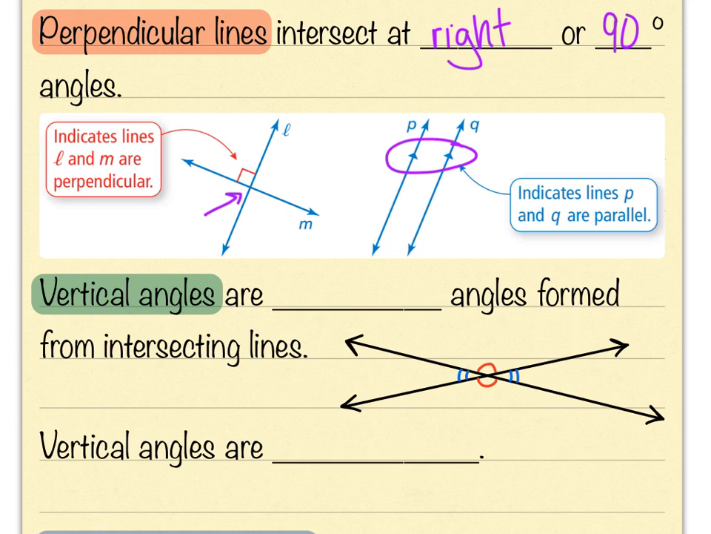The next vocab word you should be familiar with is vertical angles. And vertical angles are opposite angles formed from intersecting lines. So you can see here on this example, the two blue angles are vertical, and the two red angles are vertical angles. And so vertical doesn't necessarily mean they're right above each other, but it does mean they're opposite or across from each other. And the important thing to remember about vertical angles is that they are congruent, which of course means equal measure. So vertical angles are the exact same size.